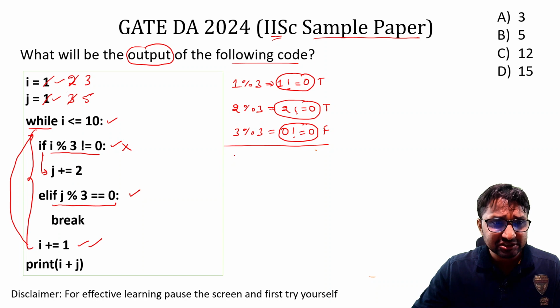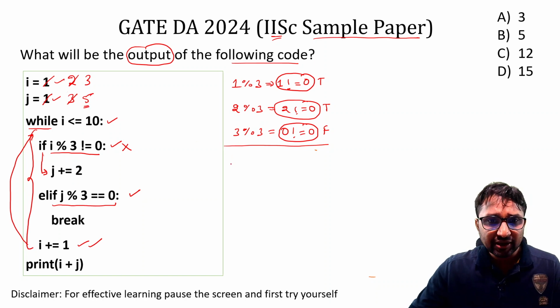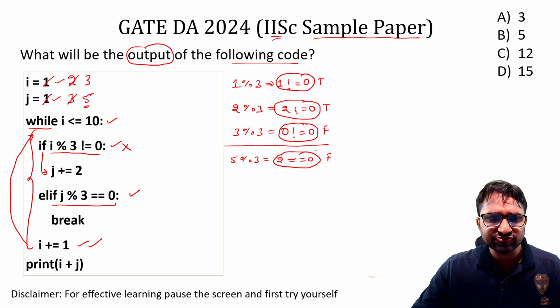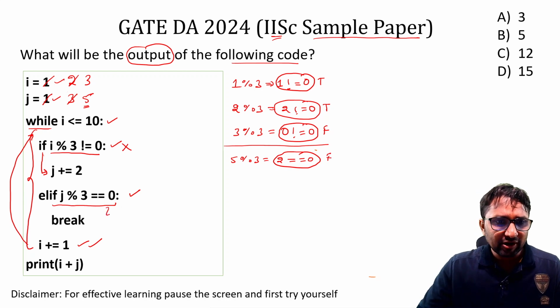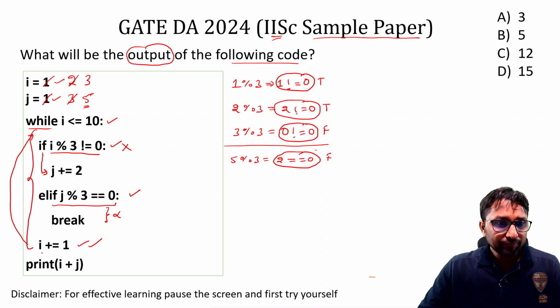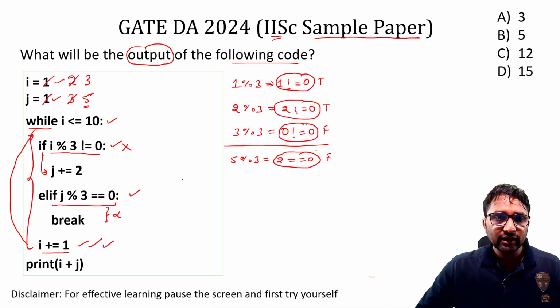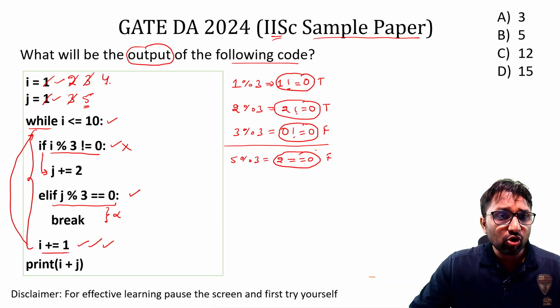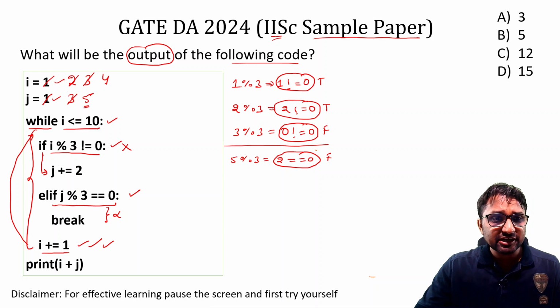Here we are checking j value, which right now is 5. j value right now is 5, 5 mod 3. 5 mod 3 is 2. Is that equal to 0? No, this condition is false. So we will not go inside this if statement, and we will increment the i value again. So i value will be 4, and we will check this condition is true, coming inside the loop.